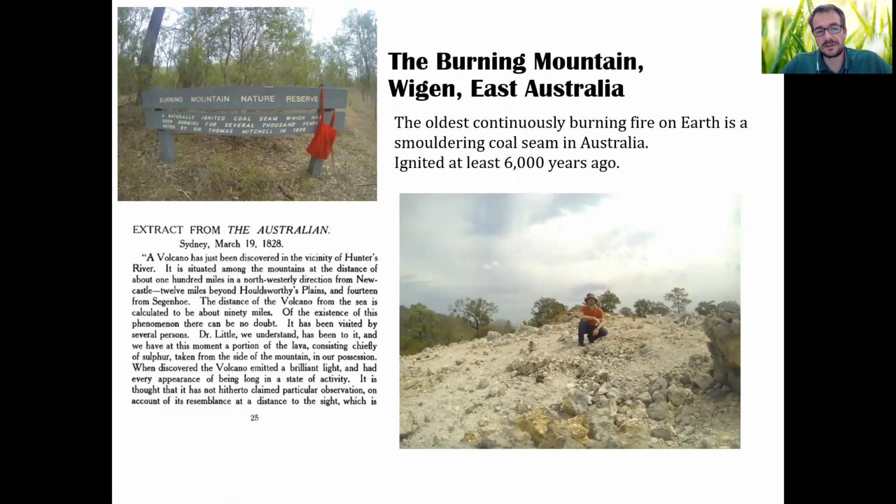This is the Burning Mountain near Sydney in East Australia. It's a nature reserve, and it is the oldest continuously burning fire known to humanity, at least 6,000 years. Some geologists say that it's probably more like a million years. It's not burning peat, it's just a natural coal seam that got ignited. It's a national nature reserve. It's also a sacred site for Aboriginal people.